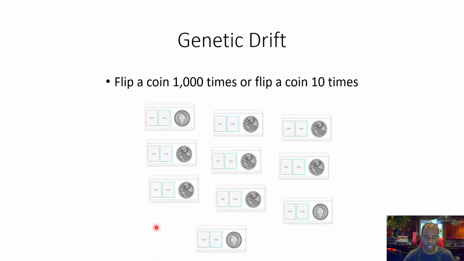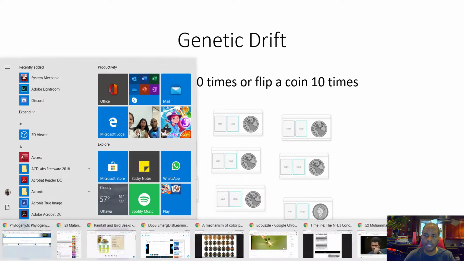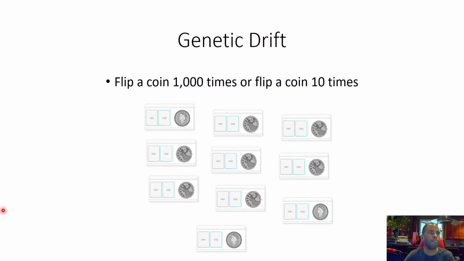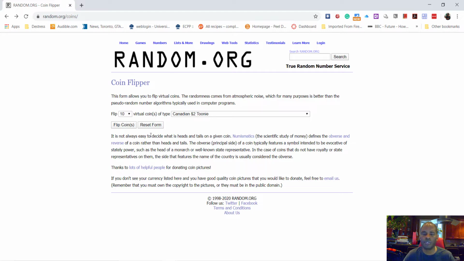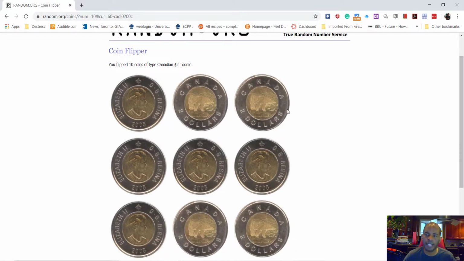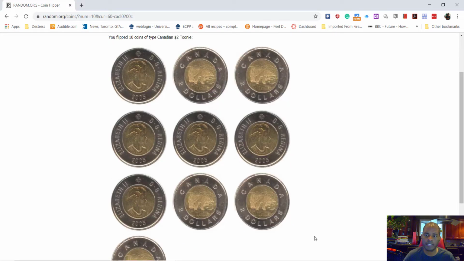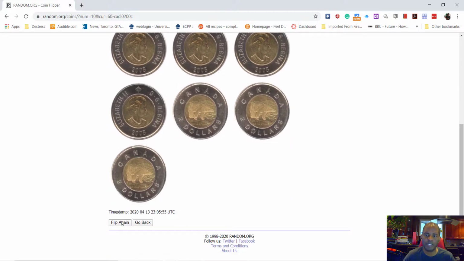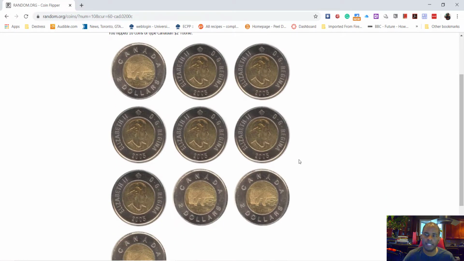It's called random.org. On this site you can select all sorts of coins and various things to flip. So I'm going to flip a whole bunch of Canadian toonies, 10 of them. And I got 5 heads and 5 tails, which is kind of expected, right? So I could do it again. I could keep on doing it. And generally speaking, because it's not the largest population, I'm probably going to get something that's close to 50. Here I got 4 and 6.